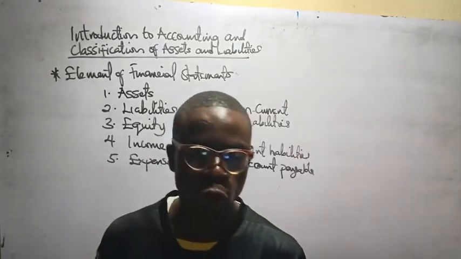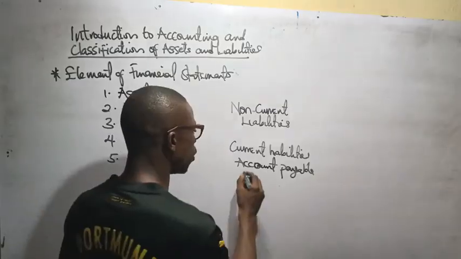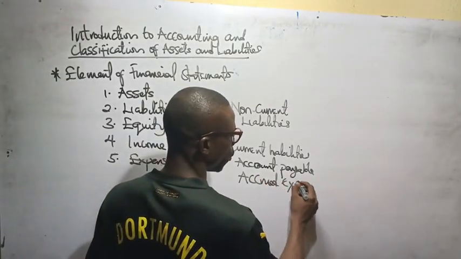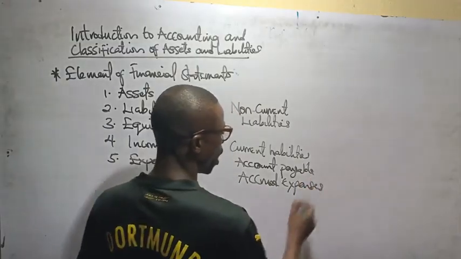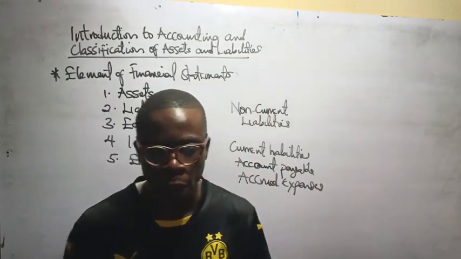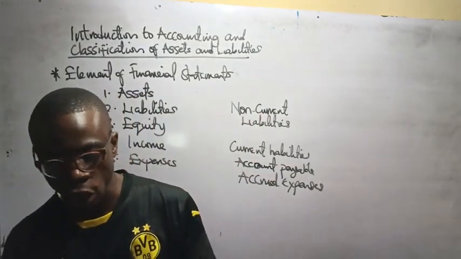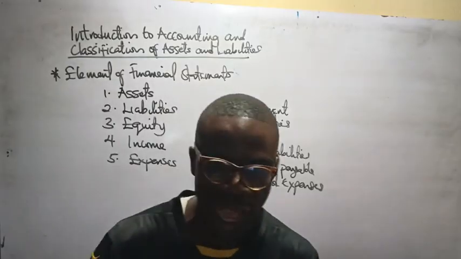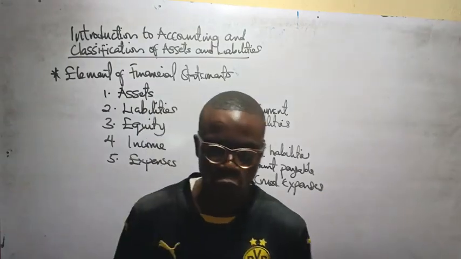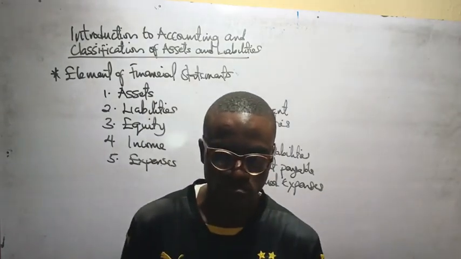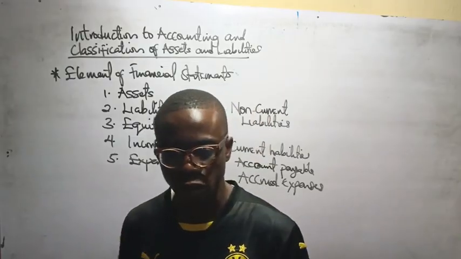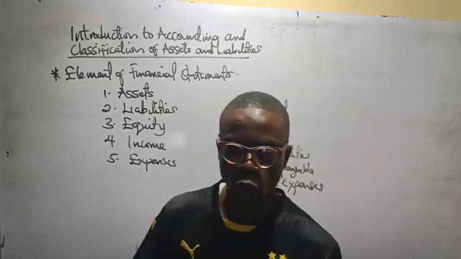We have accrued expenses. Let me explain what accrued expenses are. Accrued expenses are the expenses that the entity has enjoyed, but they are yet to pay for it. Let's say your staff have worked for a particular month and you are yet to pay them, maybe 2 months, 3 months. They are what we call accrued expenses. Am I communicating? That's what we call accrued.